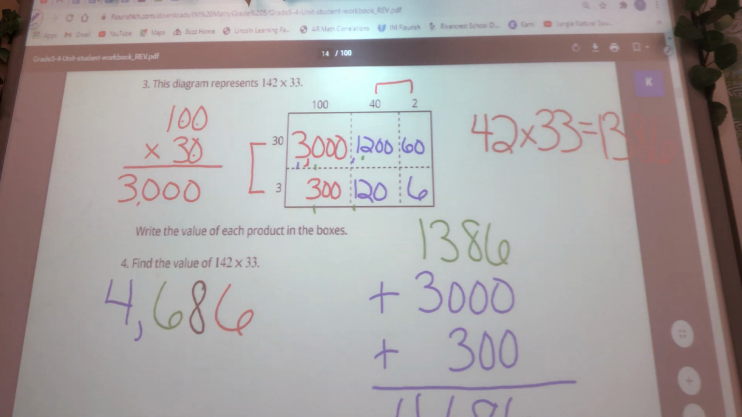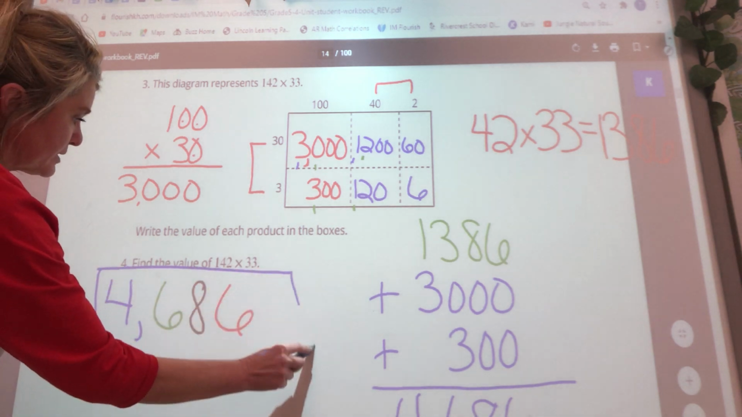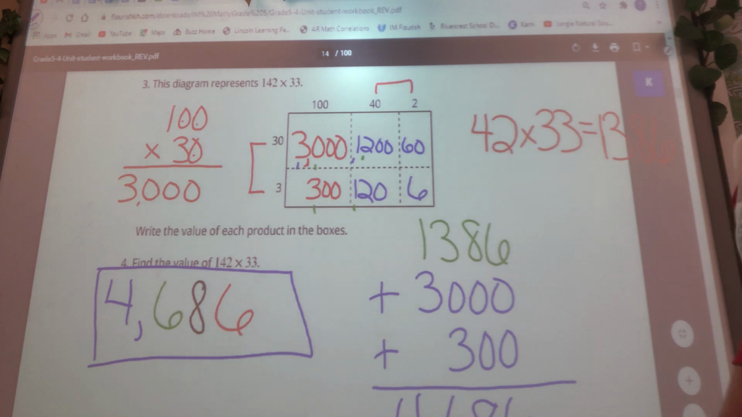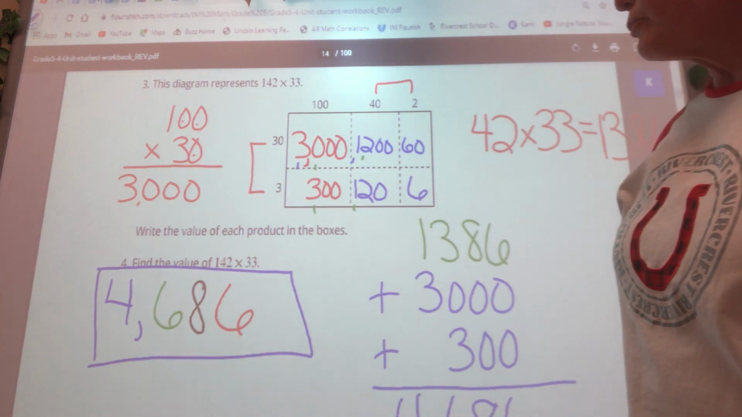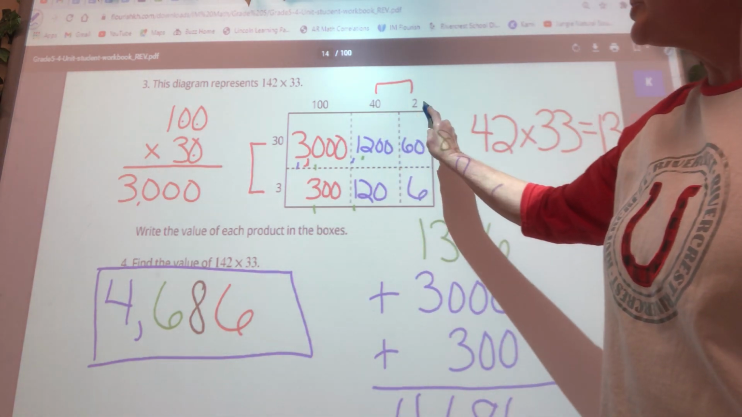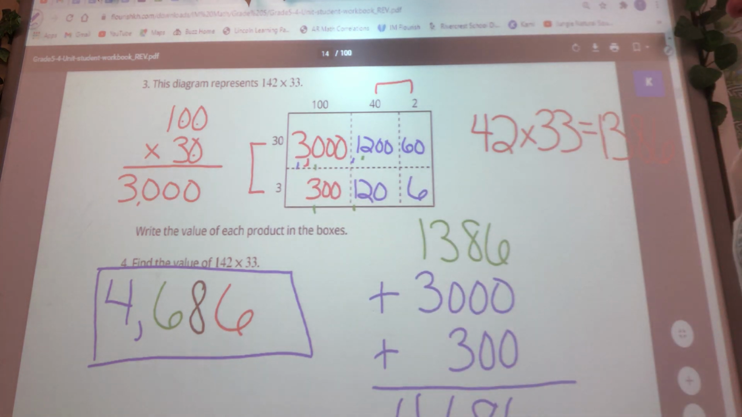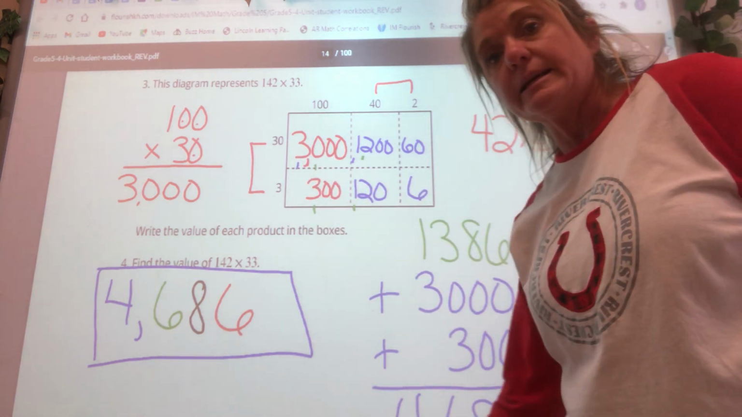So now I know that I did do all of my math correctly. I got the same product when doing it 2 different ways. So what is the value of 142 times 33? It is 4,686.